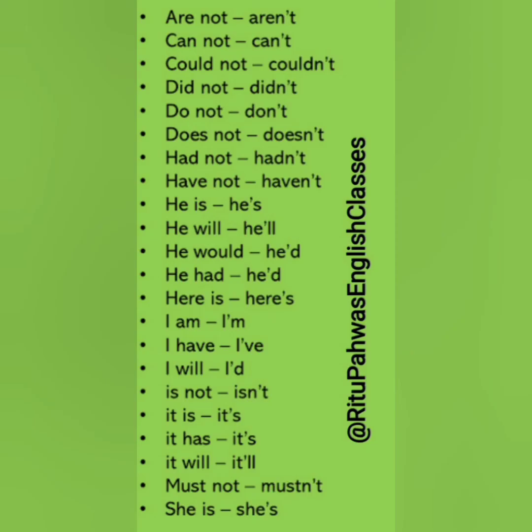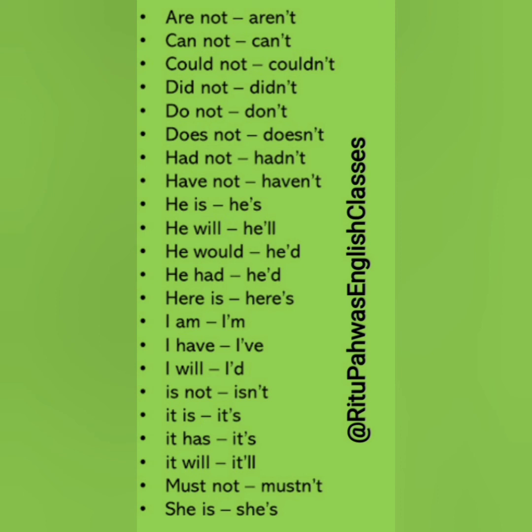So let's have some more examples like are not, aren't, cannot, can't, could not, couldn't, did not, didn't, do not, don't, does not, doesn't, had not, hadn't, have not, haven't, he is, he's, he will, he'll, he would, he had, here is, here's, I am, I'm, I have, I will, I would, is not, isn't, it is, it's, it has, it will, must not, mustn't, she is, she's.